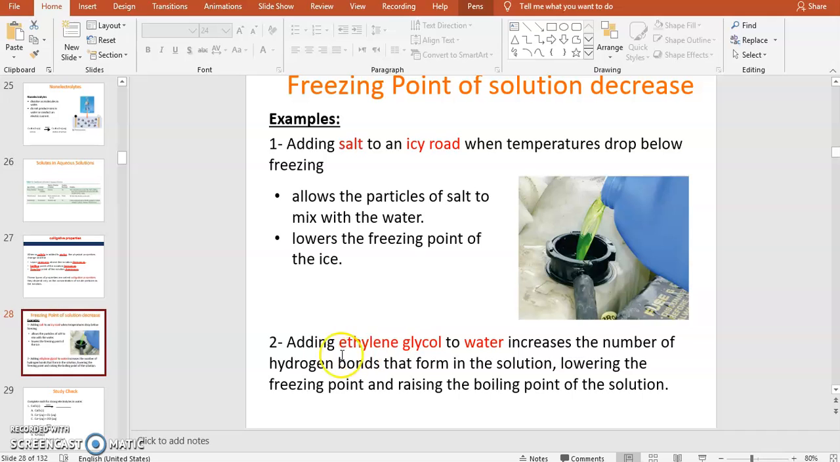Another thing is adding ethylene glycol to the water. So adding ethylene glycol to the water in the cars basically increases the number of hydrogen bonds that form in the solution, and then it lowers the freezing point and raises the boiling point of the solution. So in the car, it doesn't freeze the water that the car needs when the engine raises the temperature of the car.